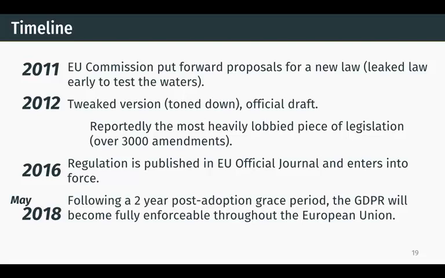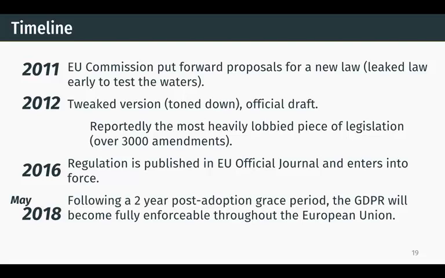So in 2011, the EU Commission put forward proposals for a new law. Actually, they leaked a very rough draft of a law to test the waters and see what people were thinking. In 2012, there was an official draft of a tweaked, toned down version of this 2011 version, and it's reportedly one of the most heavily lobbied pieces of legislation, with over 3,000 amendments. And then the regulation itself was published in the official journal and entered into force in May 2016.